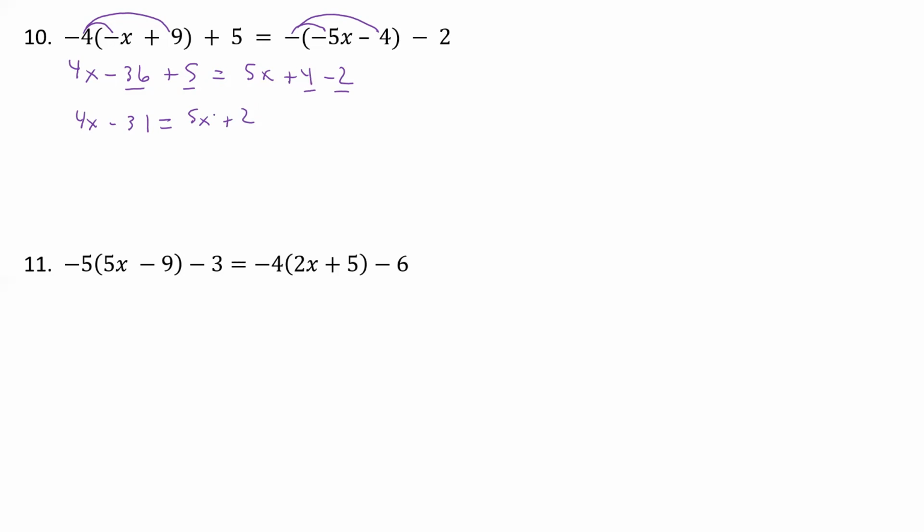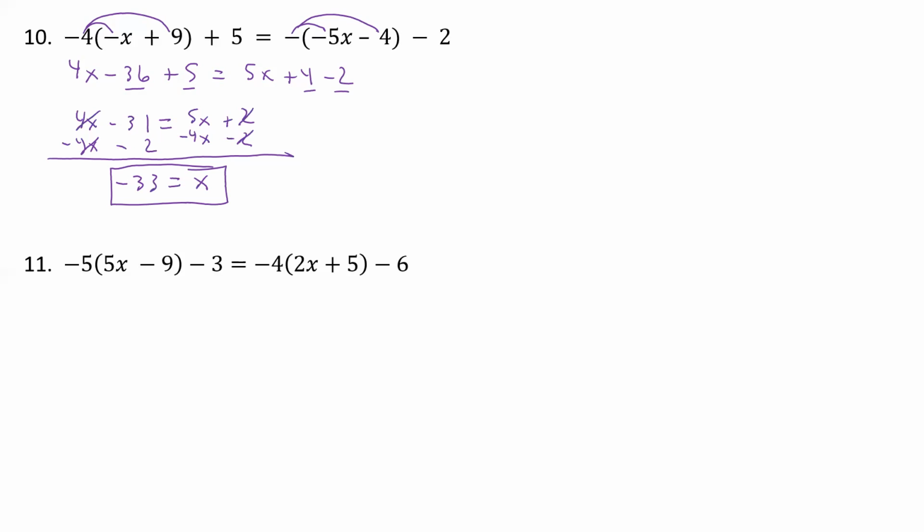Now I see there's more x's here than here. So if I subtract 4x, that means this side will be a positive x. And so I'll subtract 2 here. So I'm doing 2 steps at once. Those cancel, those cancel. Now I have minus 31 minus 2, that's minus 33. 5 minus 4 is 1, so that's just x.